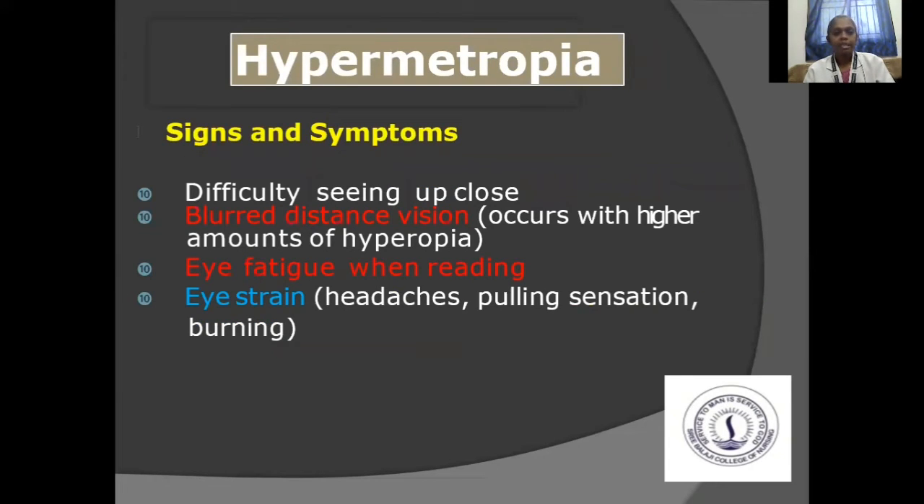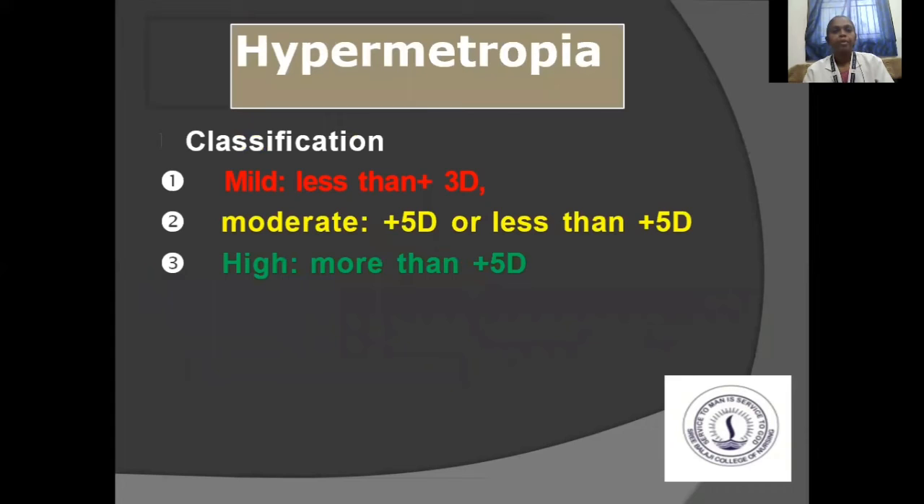Now we'll see the basic signs and symptoms of hypermetropia. They have difficulty seeing up close. Blurred distance vision occurs with higher amounts of hyperopia. Eye fatigue, especially when reading, they'll have severe eye fatigue. Often they'll be rubbing the eyes. They won't be able to visualize things or read properly, and feel very tired when reading. And then eye strain. Because of eye strain, it may lead to headache, pulling sensation, burning sensation or watering from the eye. So these are the commonest signs and symptoms of hypermetropia.